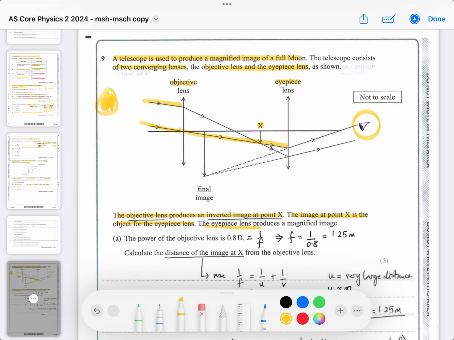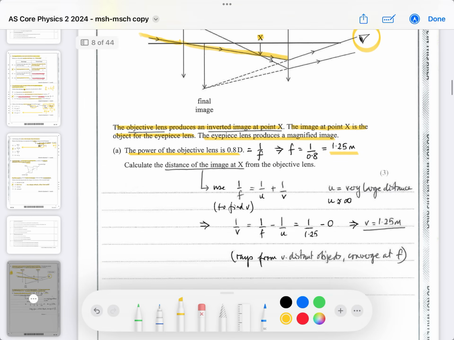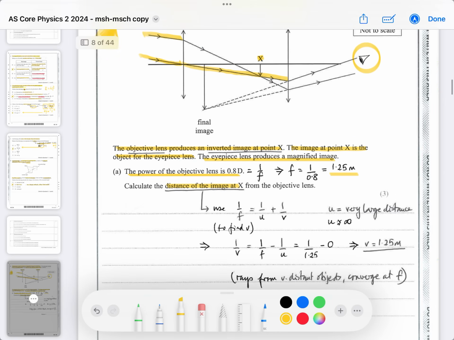Okay, so that's basically what they're saying. A magnified image. The power of the objective lens is 0.8 diopters. And remember, power is equal to 1 over f. So you can work out that the focal length of the objective lens is 1.25 meters, 1 over 0.8. Okay? Now they want you to calculate the distance of the image at X from the objective lens.